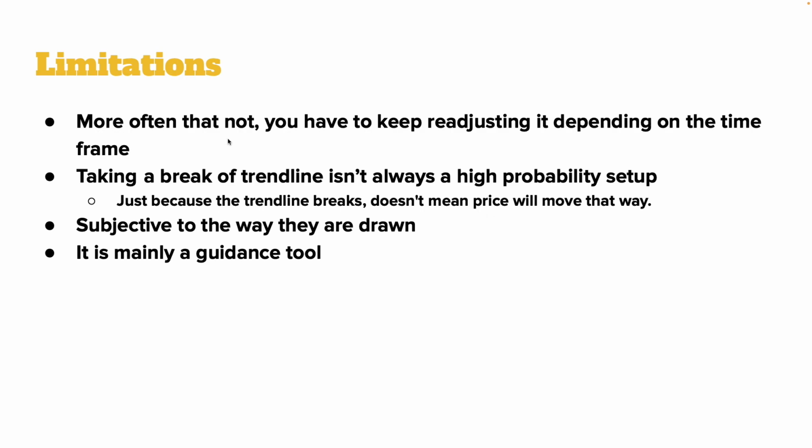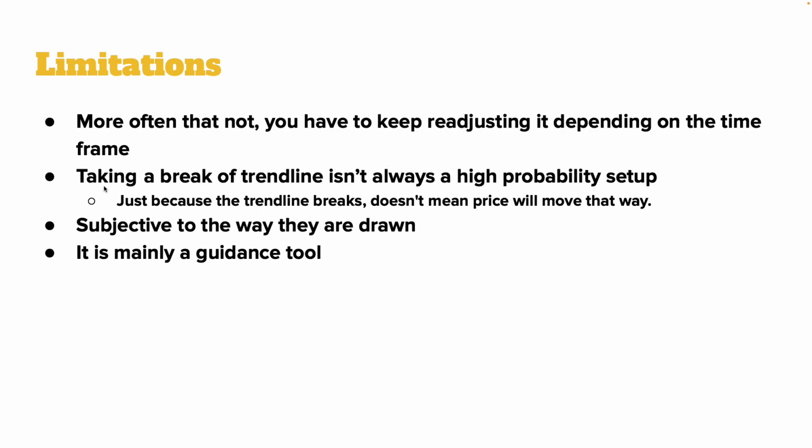So now the limitations of trend lines. So a lot of people, right, they just take the break of a trend line and they wonder why it doesn't work. So more often than not, you have to keep readjusting it depending on the time frame. So it might break your trend line, but it ends up pushing. So you have an uptrend line and it breaks your uptrend line, but then keeps pushing higher. So you end up readjusting it over and over again, and then wonder why it's not working.